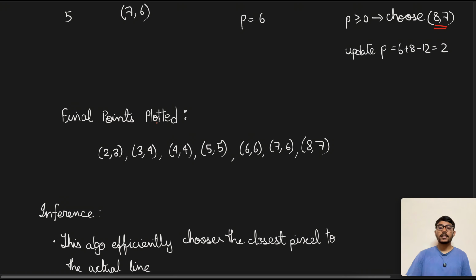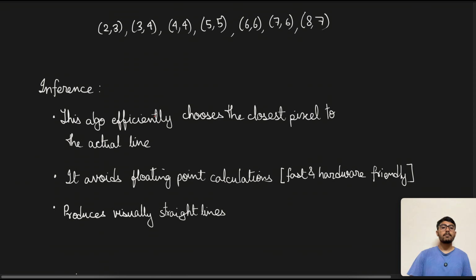The inference that we can draw from this one is that the algorithm efficiently chooses the closest pixel to the actual line, which we've seen. It avoids floating point calculations. It produces visually straight lines, which is something we can see if we plot these in the actual grid.